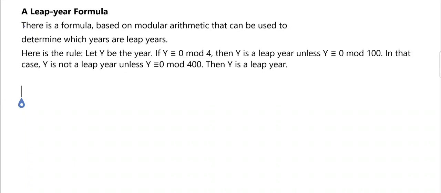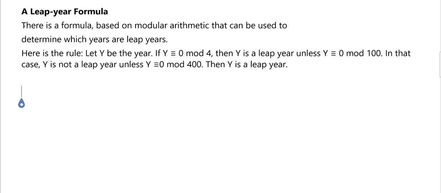We will now discuss a leap year formula. So there is a formula based on modular arithmetic that can be used to determine which years are leap years. Here is the rule that you have to remember. Let y be the year.